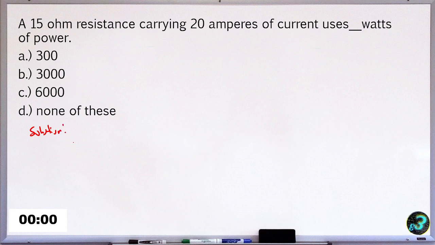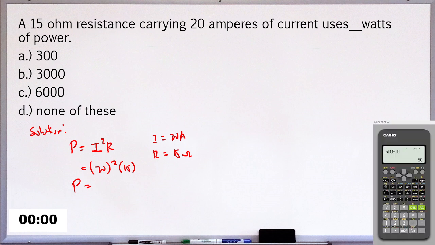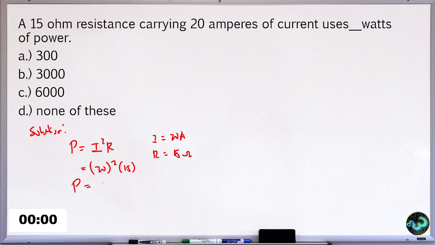So we have another formula for this one, so that we don't need to use Ohm's law. Power is just equal to I squared times R. You can use this, and this is also derived using the formula for Ohm's law. So the current is 20 amperes while the resistance is 15 ohms. So you have 20 squared times 15. Using your calculator, 20 squared times 15 is equal to 6000 watts.